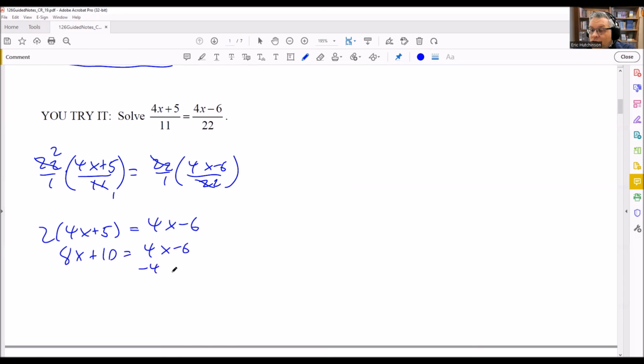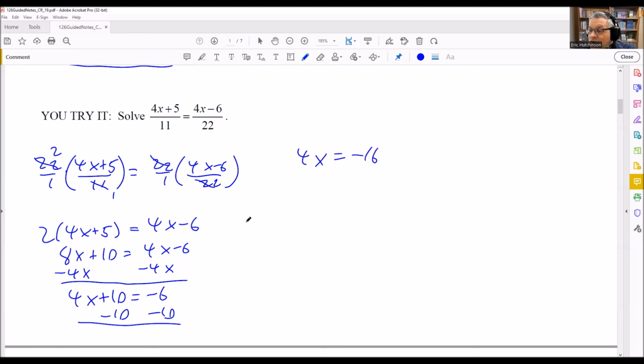And then we want to solve for x. So we'll subtract 4x from both sides. And then we want to get 4x by itself. So we're going to subtract 10 from both sides. And we'll bring that up here. 4x is going to equal negative 16 from here. Then we can divide both sides by 4 to get negative 4 as the answer.